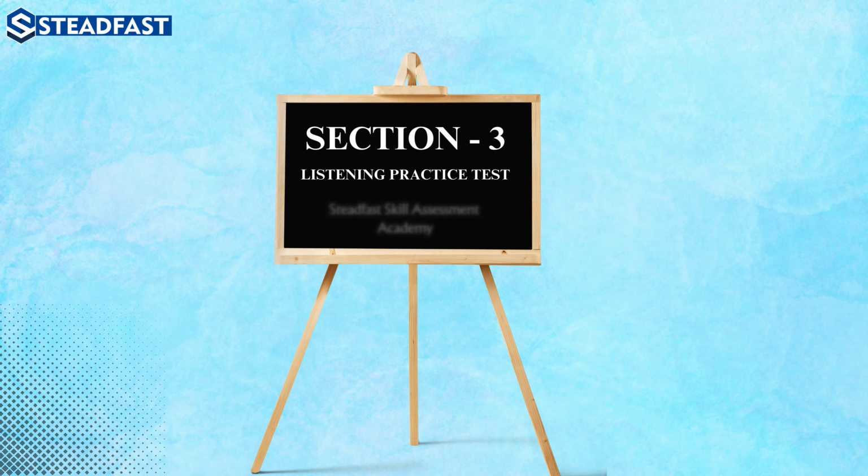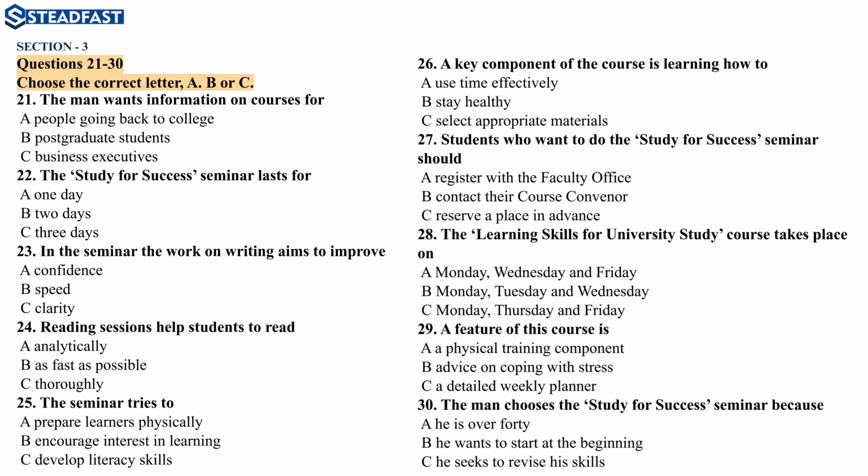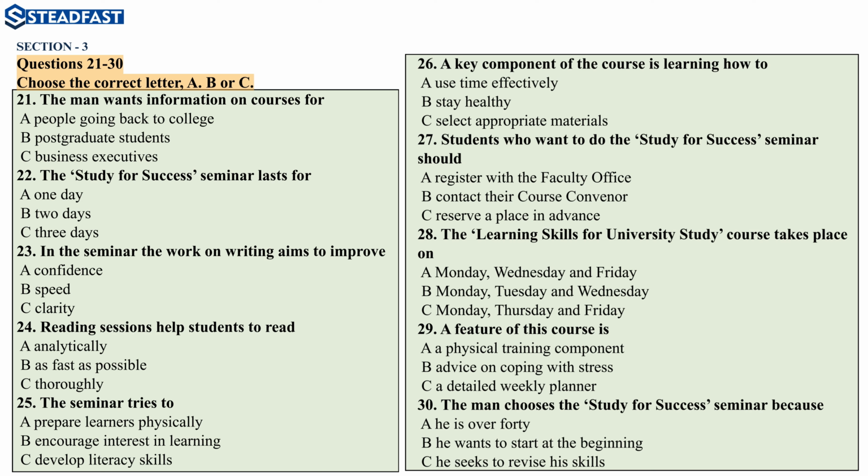The next section 3. Section 3 involves a discussion of academic courses and study skills. Questions 21 to 30 are multiple choice. Listen for course aims, duration, skills like reading, writing and time management, and registration process. Now try to complete this section and I will reveal the answers afterward.